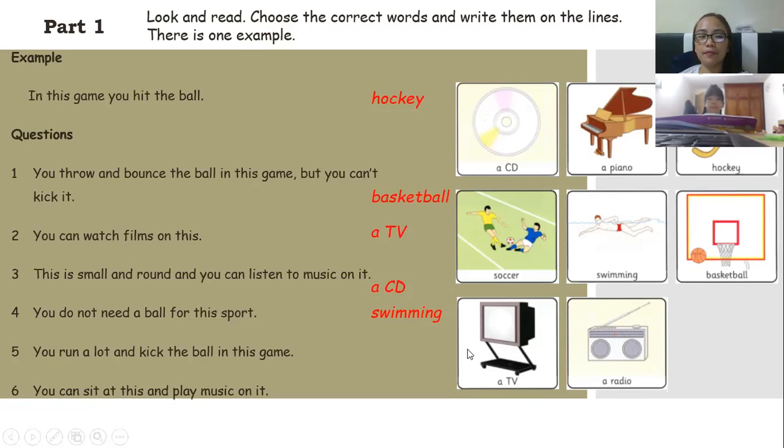Okay, number five. You run a lot and kick the ball in this game. What's that? It's soccer. Yes, soccer. Okay, very good. And number six? You can sit at this and play music on it. Piano. Hey, good job, Anne. Okay, now let's read one by one. Hockey, basketball, a TV, a CD, swimming, soccer, a piano.